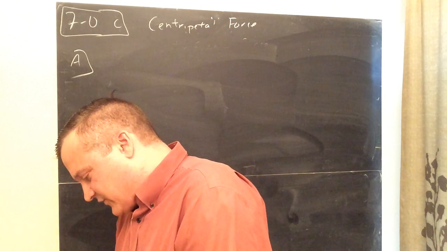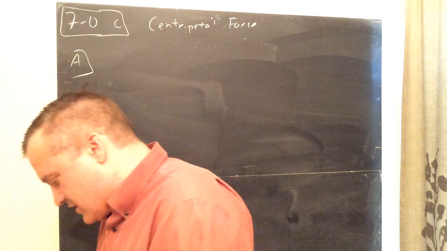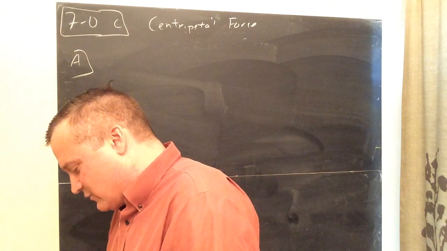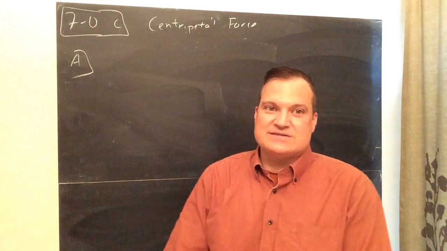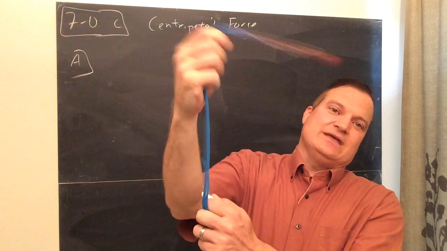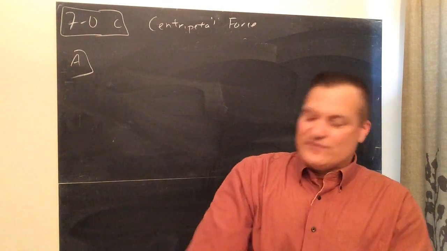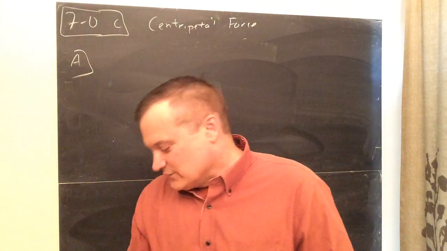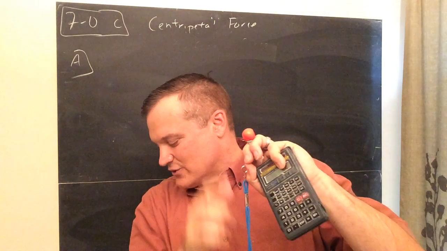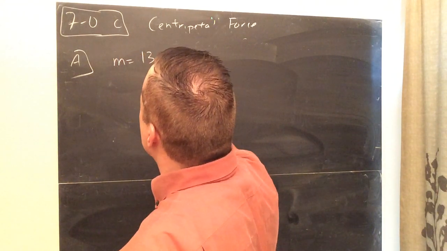A girl holds a 13-gram rubber stopper attached to a string. The stopper is swung in a horizontal circle, making one revolution in 1.18 seconds. Even though this is not a rubber stopper, it's the same deal. So she's doing this, okay? I don't want to get hit by that thing. So the little stopper, which is the ball here, we'll say, is 13 grams. So the mass is 13 grams.